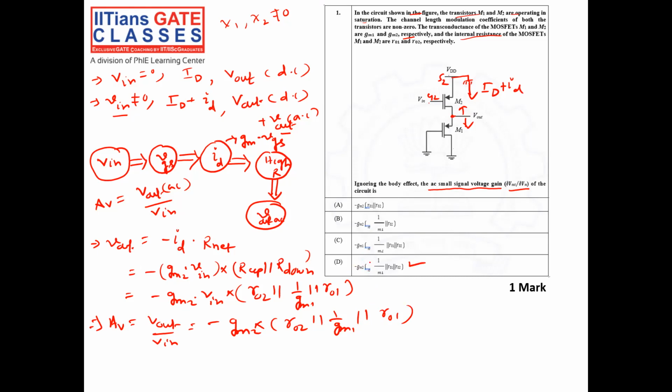Here it is: 1 by GM1 parallel to R01 parallel to R02. So option D is the right answer. If somebody did not remember or did not know that the resistance looking downward is 1 by GM1 parallel to R01, and the resistance looking upward is R02, we have to do the detailed small signal analysis. So we will see that process also.